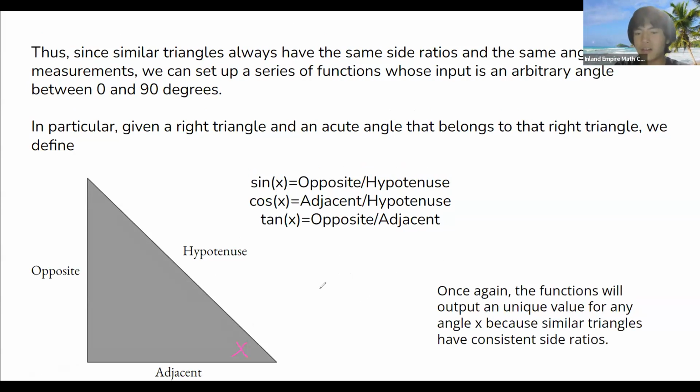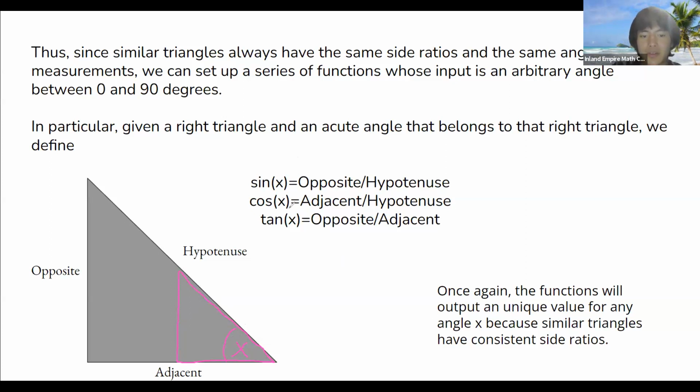Once again, the function here will give a unique value because, for example, let's say you make another right triangle here, like this pink triangle I have here. Obviously you can see that it also has an angle of x, right? But sine of x will be the same for this pink triangle as it would be for the bigger gray triangle.